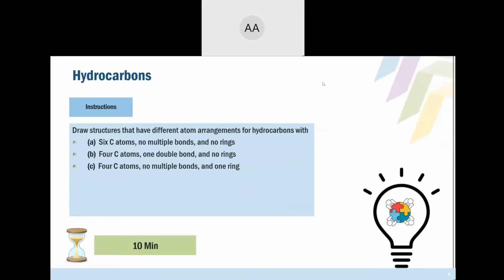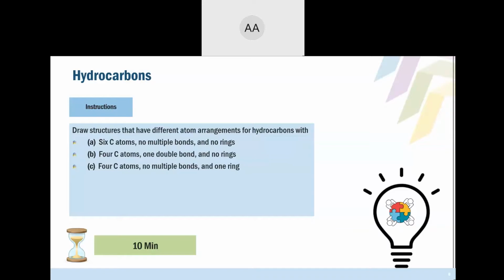So let's start with a quick review of hydrocarbons. Let's see if you can refresh your memories and think about how we draw the structures of different atom arrangements for some hydrocarbons that we know. So I'd like you to use the whiteboards with us online, or you can use a piece of paper, draw and share the pictures with us if you're here with us today.